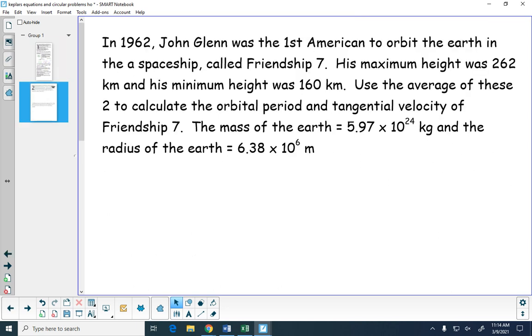In 1962, John Glenn was the first American to orbit the Earth in a spaceship called Friendship 7. His maximum height was 262 kilometers, and his minimum height was 160 kilometers. Let's use the average of the two to calculate the orbital period and tangential velocity of Friendship 7. We'll just take the average of those two.